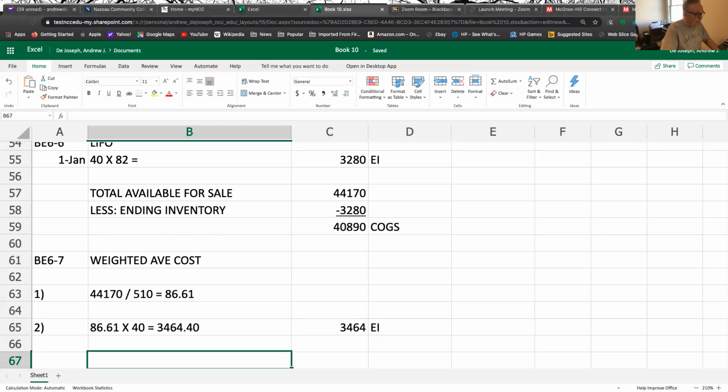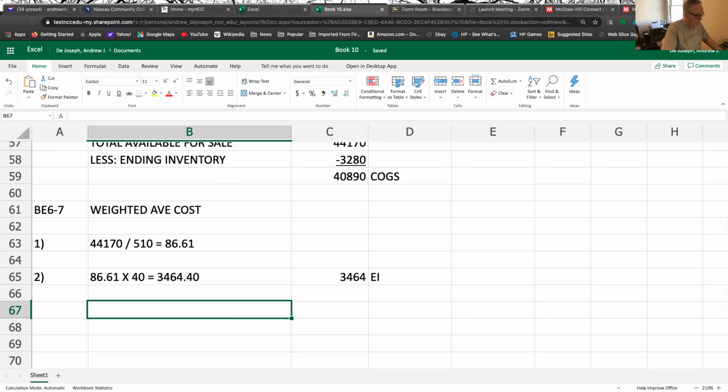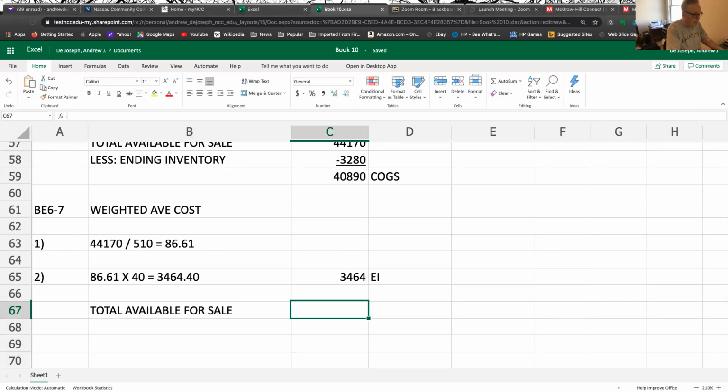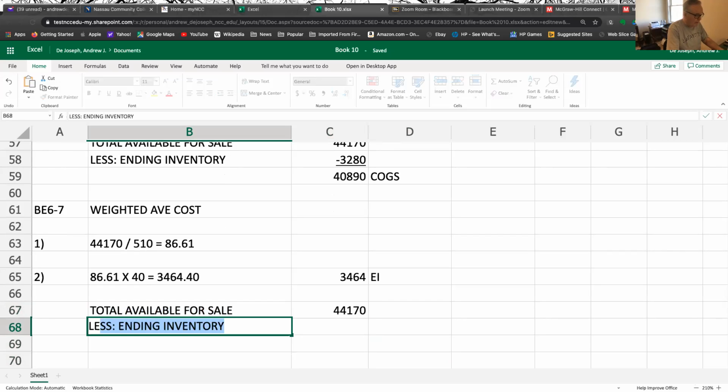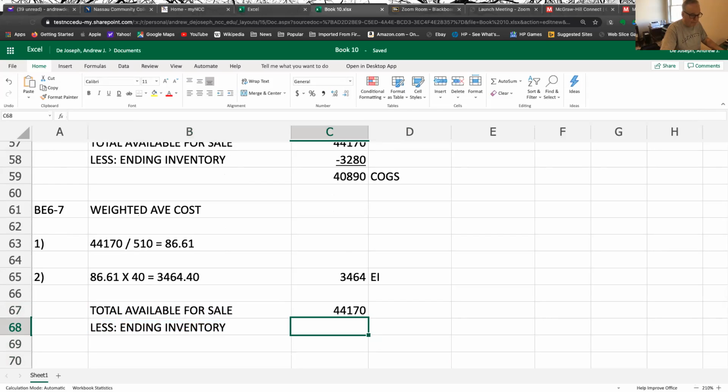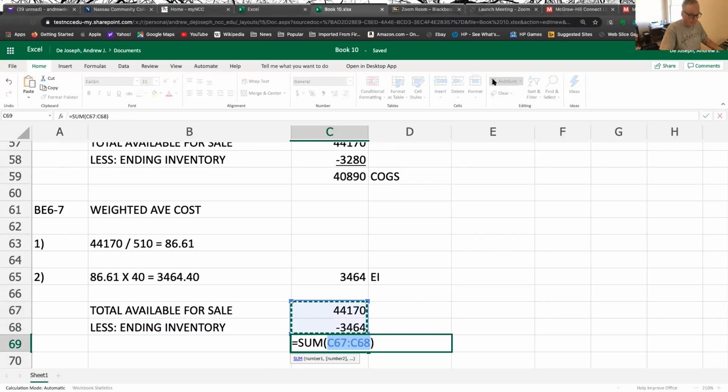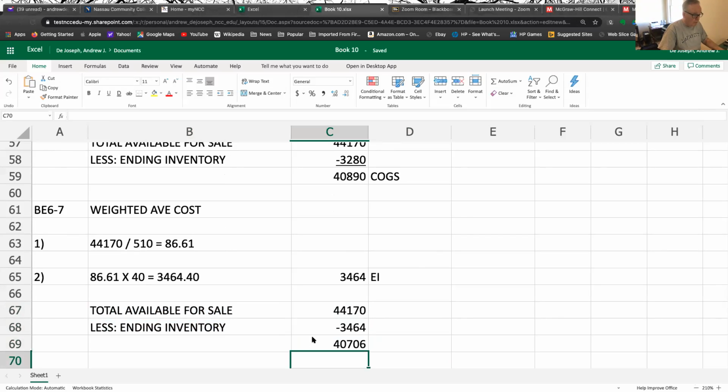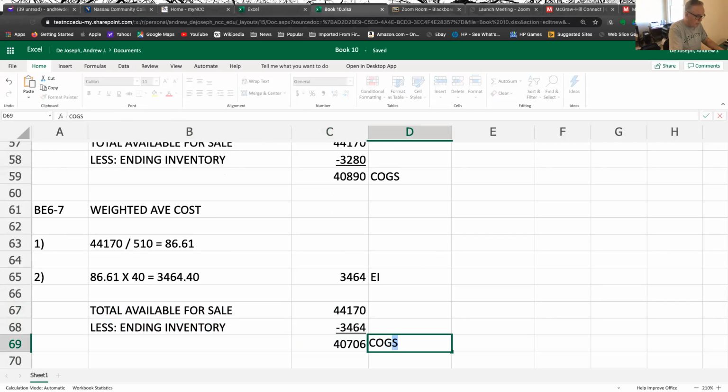That's ending inventory. What's cost of goods sold? Same as before. Total available for sale, 44,170, less ending inventory, which is 3,464. $40,706. That's the cost of goods sold.